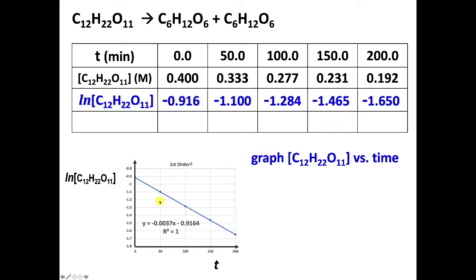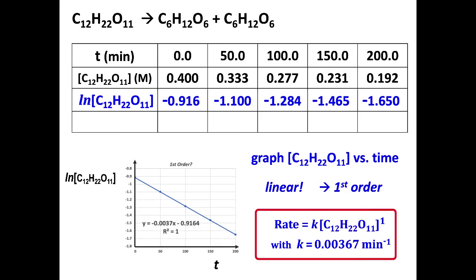And I did the linear regression, and I got a slope of negative 0.0037, and a y-intercept of negative 0.9164, which I actually don't care about. That's not useful information right now. And then I got a correlation, an r-squared, of essentially 1. So this looks really, really straight with a negative slope. And that's linear, which means we have a first-order rate law.